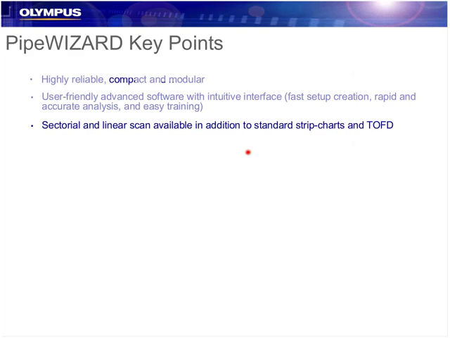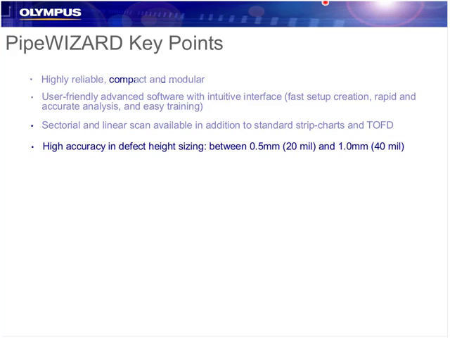Ability to use sectorial and linear scans, along with the strip charts and time of flight diffraction, really allows it to be a full-use phased array system, not just usable in a pipeline zone discrimination situation. Very high accuracy and defect height sizing, which often allows us less rejects. A great alternative to radiography technique, typically about a 0.5 millimeter to 1 millimeter sizing in the height axis.